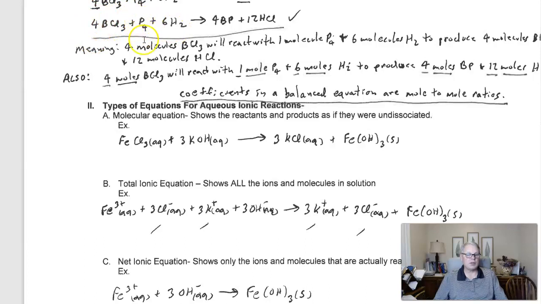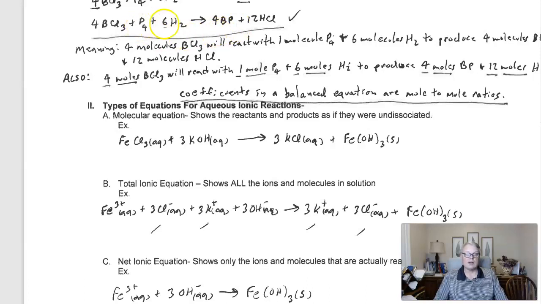So if I had 6.022 times 10 to the 23rd molecules of P4, how many molecules of BCl3 would react with that? Well, 4 times 6.022 times 10 to the 23rd. 4 times as many. Make sense? You may not understand where I'm going with this, but does it make sense?